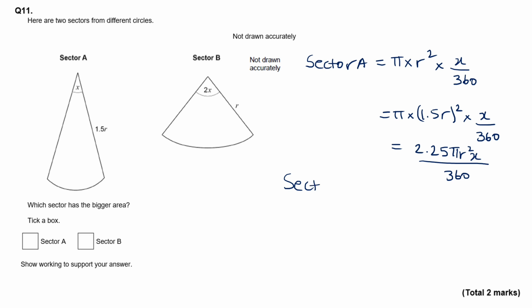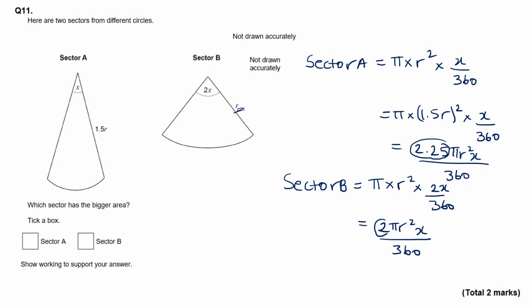Sector B is pi times radius squared times 2x out of 360. Luckily the radius is r, so I don't need to substitute anything in. I'm just going to leave it as it is. So 2 times pi times radius squared is 2 pi r squared with the x divided by 360. We're basically comparing 2.25 and 2, so that means sector A is going to be the bigger one.